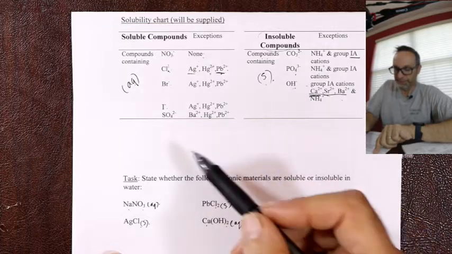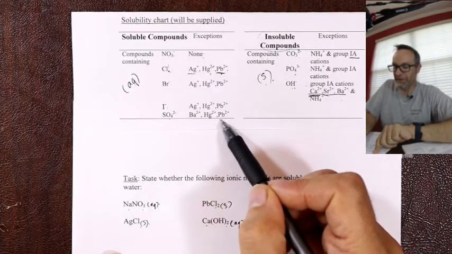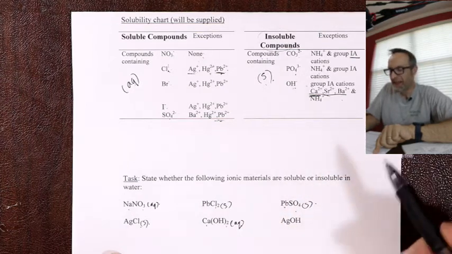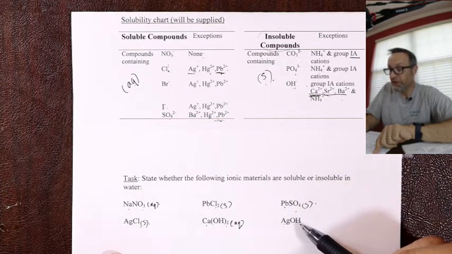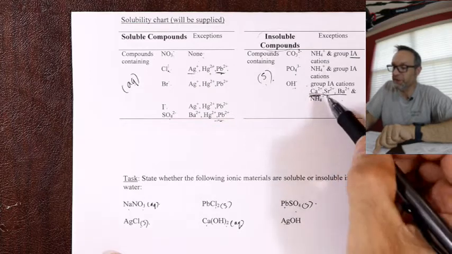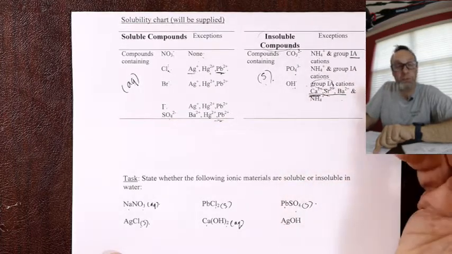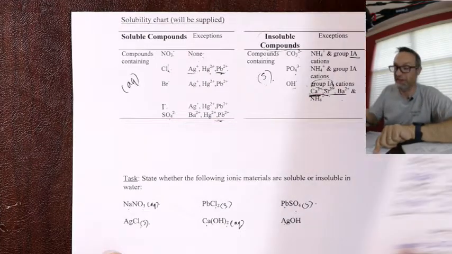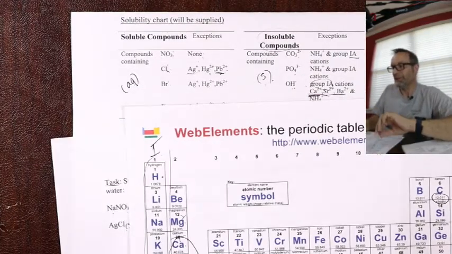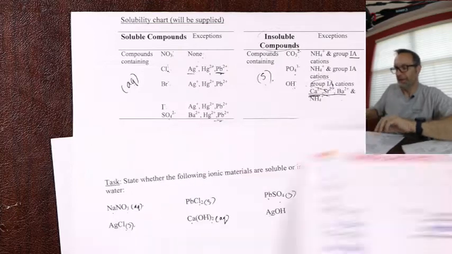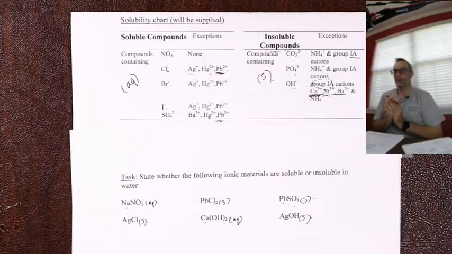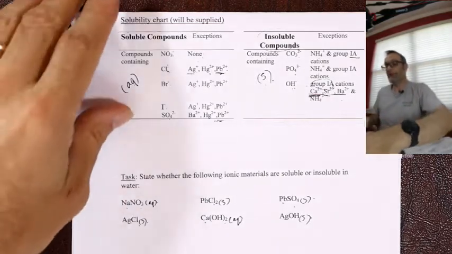Lead sulfate, sulfates generally dissolve, lead's an exception. I do a lot of exceptions today. Finally, silver hydroxide. Now be careful with this one, because for hydroxide, group 1 plus 1 cations are exceptions, but silver is not in group 1. It's a transition metal. So there it is. That one is not an exception, so that's a solid. Hopefully that made sense.